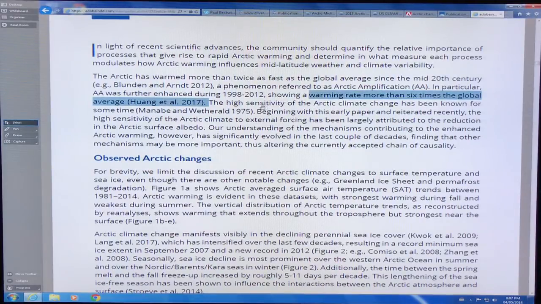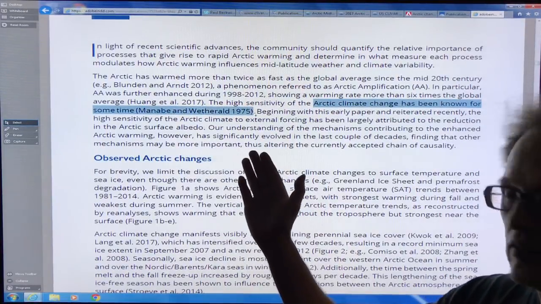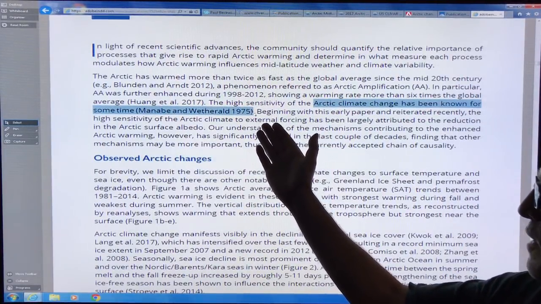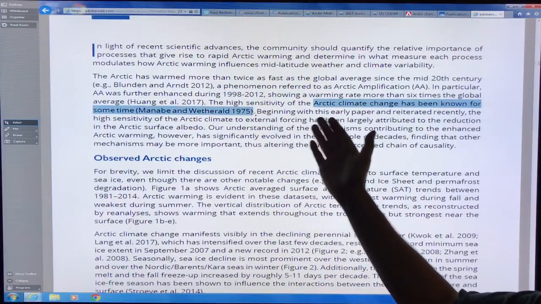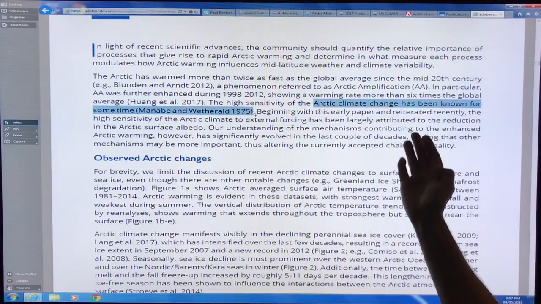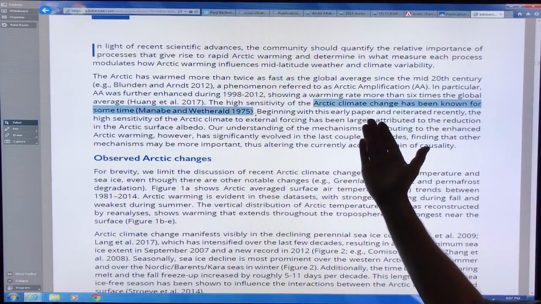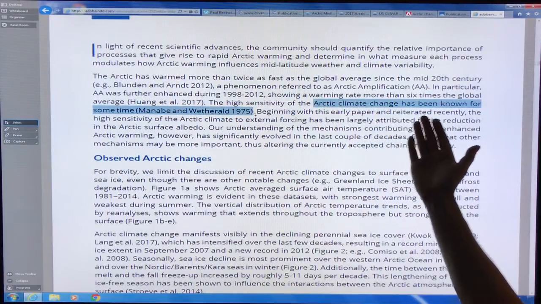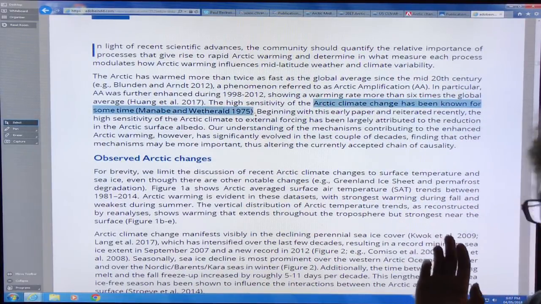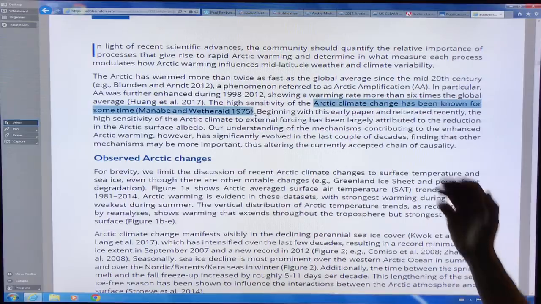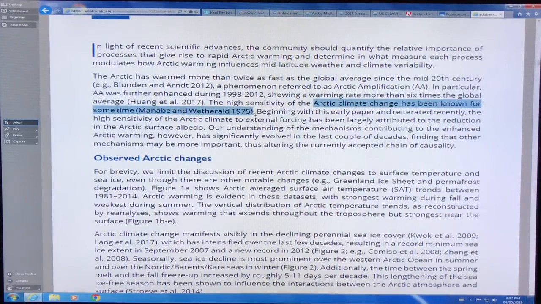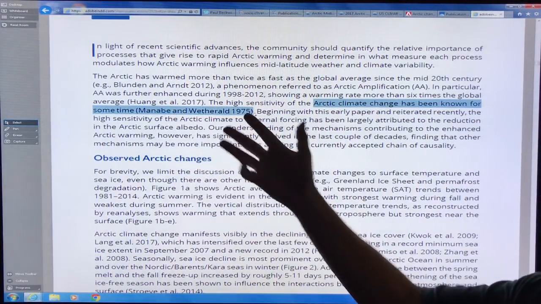Anyway, this is interesting. The high sensitivity of the Arctic climate change has been known for some time. And then they say 1975. So here's a paper 43 years ago that said the Arctic is going to warm quicker. It says, beginning with this early paper and reiterated recently. Well, excuse me, what did you do in the last 43 years? Reiterated recently.